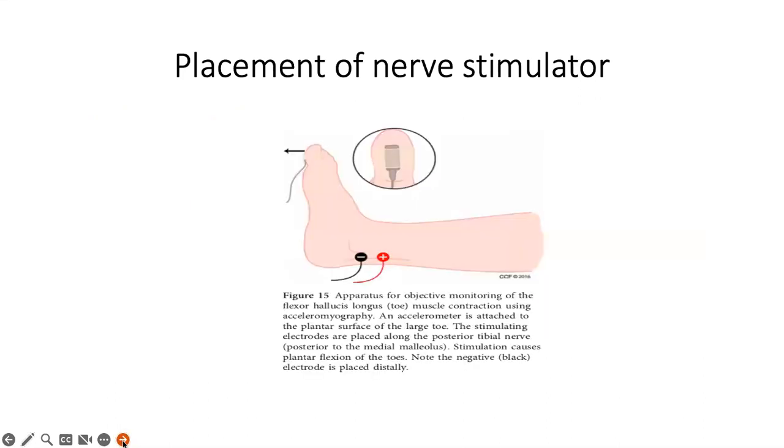You can also put the electrodes over here. Here, you're monitoring the posterior tibial nerve. So you're going to put them posterior to the medial malleolus. Again, just like with the ulnar nerve, negative is the distal one, and then the positive one is proximal. And then what you're going to get is the big toe moving like this. This is the flexor hallucis longus muscle contraction.